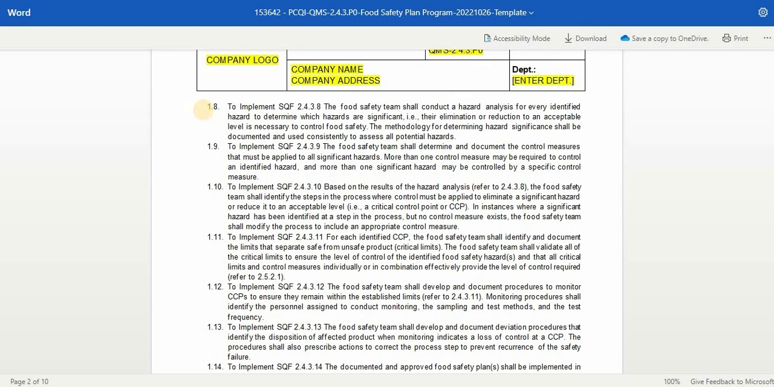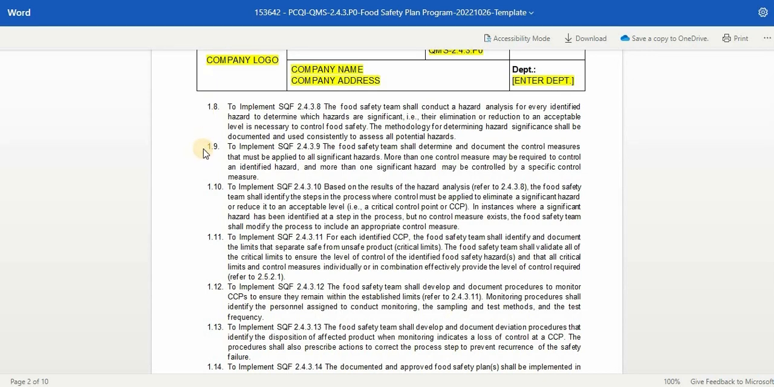Eighth, to implement SQF 2.4.3.8, the food safety team shall conduct a hazard analysis for every identified hazard to determine which hazards are significant. Their elimination or reduction to an acceptable level is necessary to control food safety. The methodology for determining hazard significance shall be documented and used consistently to assess all potential hazards.